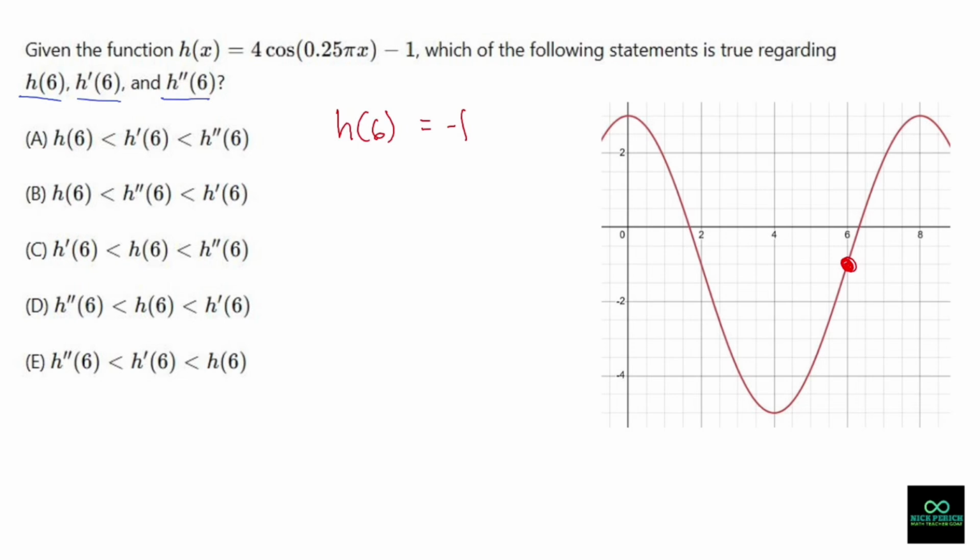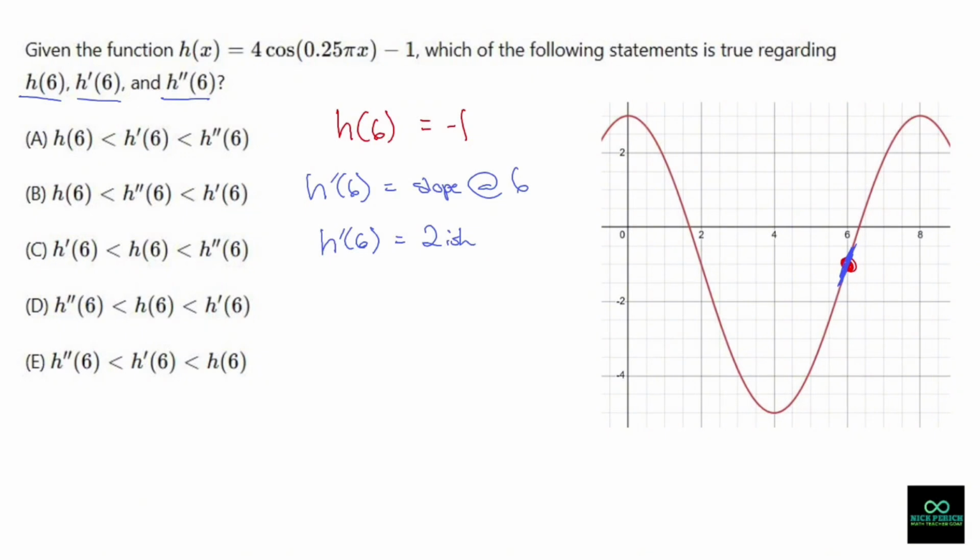Cool beans. h prime of 6 is the slope at 6. So we go over to 6, and right around here it looks like the slope is probably like 2-ish. So we'll say that h prime of 6 is going to be 2-ish. We don't know the absolute number, but it's going to be somewhere in that area. It's kind of steep. Maybe it's like 1.5 or something. I don't know. I'm going to go with 2-ish right there.